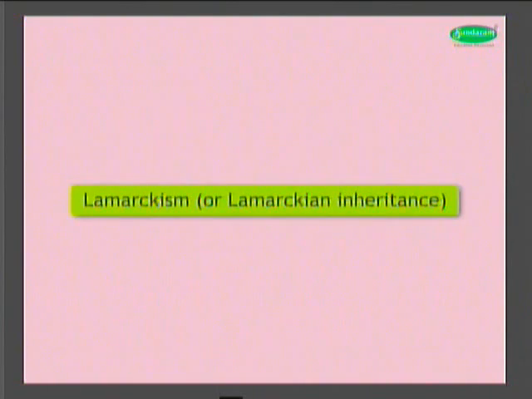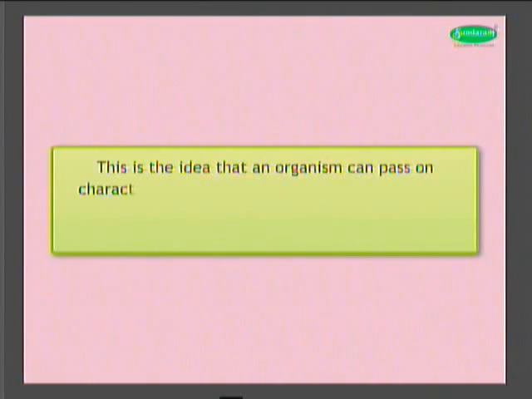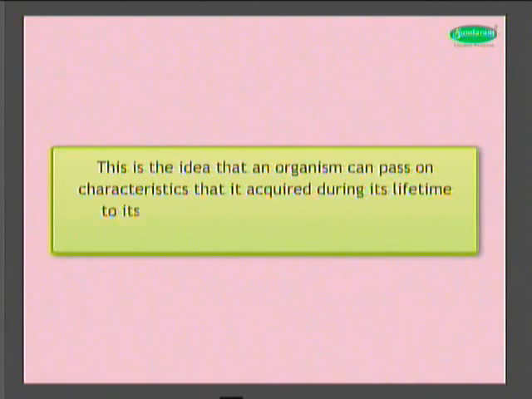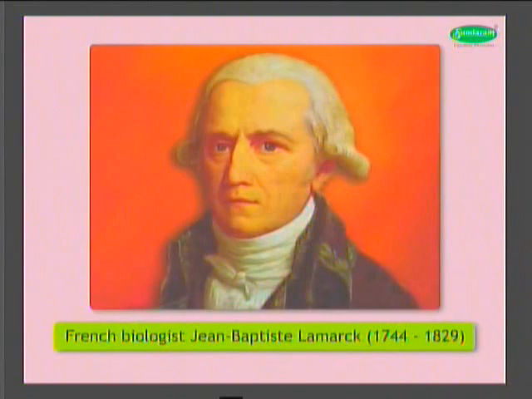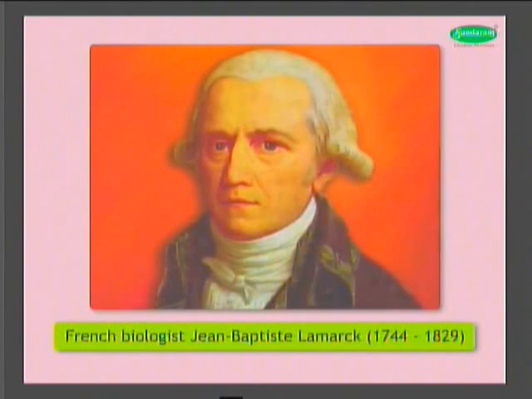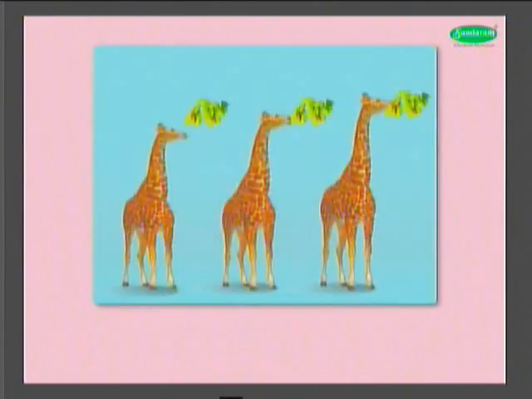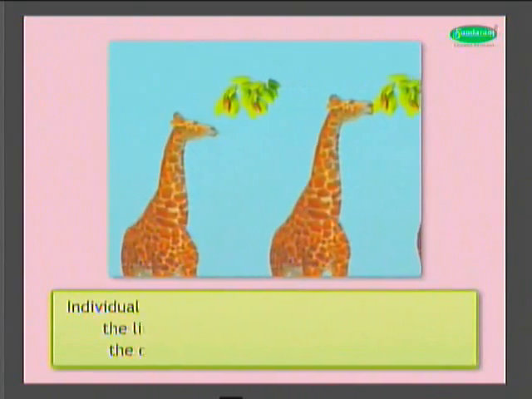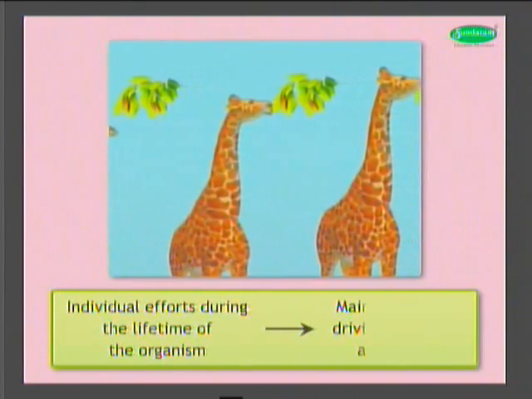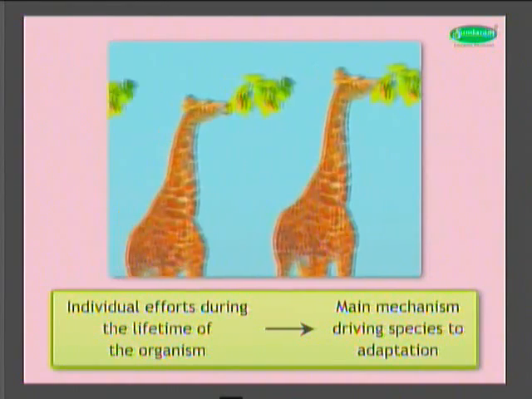Let us understand the term Lamarckism or Lamarckian inheritance. This is the idea that an organism can pass on characteristics that it acquired during its lifetime to its offspring, also known as heritability of acquired characteristics or soft inheritance. It is named after the French biologist Jean-Baptiste Lamarck, 1744 to 1829, who incorporated the action of soft inheritance into his evolutionary theories. He is often incorrectly cited as the founder of soft inheritance, which proposes that individual efforts during the lifetime of the organisms were the main mechanism driving species to adaptation, as they supposedly would acquire adaptive changes and pass them on to offspring.